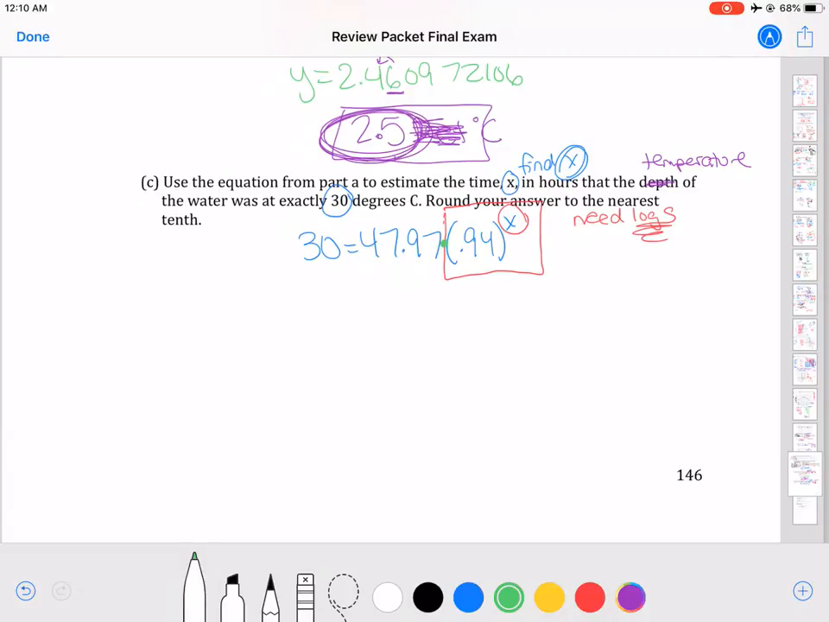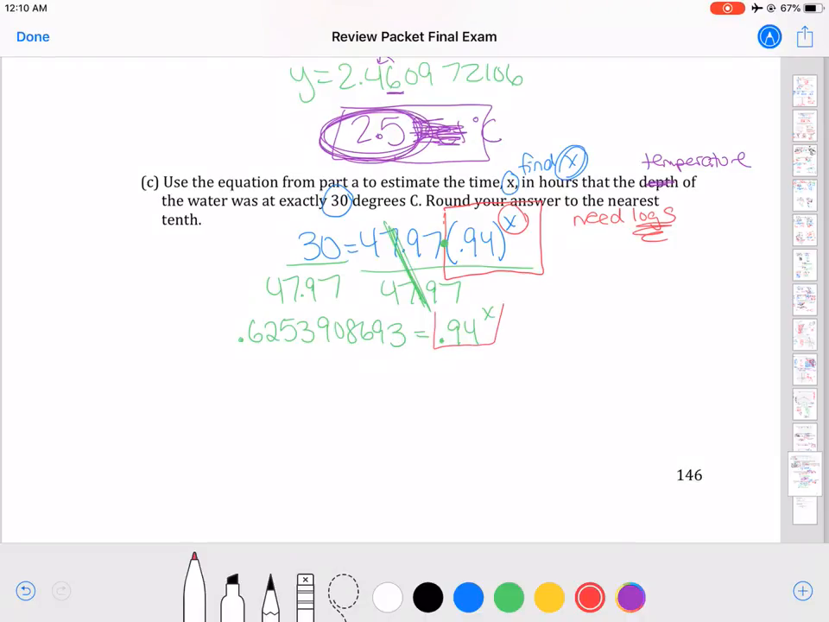To get rid of that 47.97 that's being multiplied to the 0.94 to the X, I'm going to divide by 47.97 on both sides. So on the right side, that 47.97 will cancel. On the left side, unfortunately, 30 divided by 47.97 is not a nice number. You have to write out the whole decimal. You cannot round until your very last step. Okay, so that's the decimal that you should get, and then the 0.94 to the X just comes down.